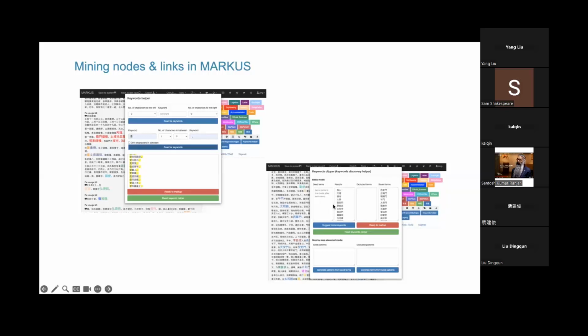And another one is called keywords clipper. This function is more like a machine learning function. So if you have marked up some sightseeing places in the system, you can retrieve them and put them in the results here. And the system will automatically calculate in what kind of pattern you regularly do a markup here, and give you some suggestions.